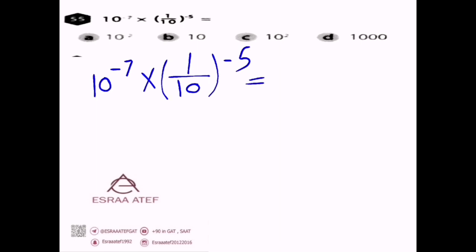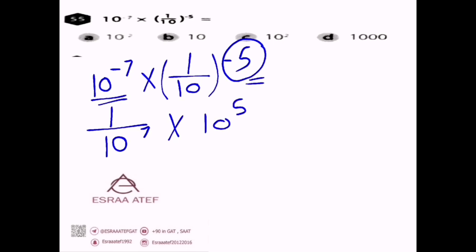Here we have 10 power by negative 7 times 1 over 10 power by negative 5. We will try to make it all 10. How can we do it? Here we have 10 power by negative 7. So we will switch it to be 1 over 10 power by 7. And here the same, we want to delete the negative. So it will be 10 power by 5.